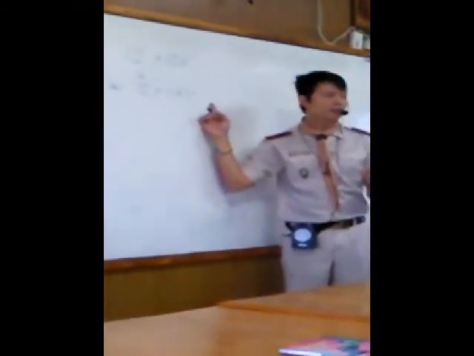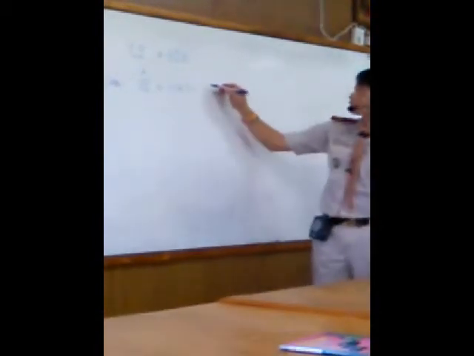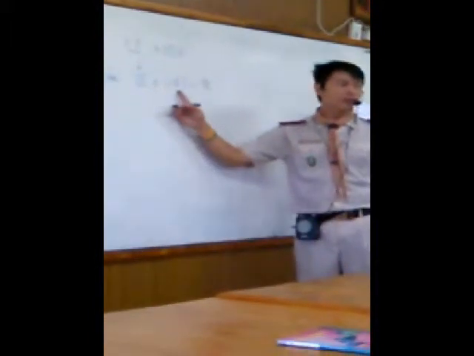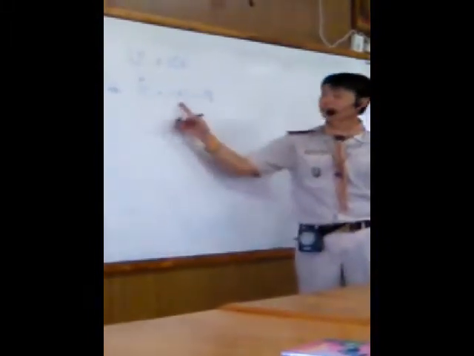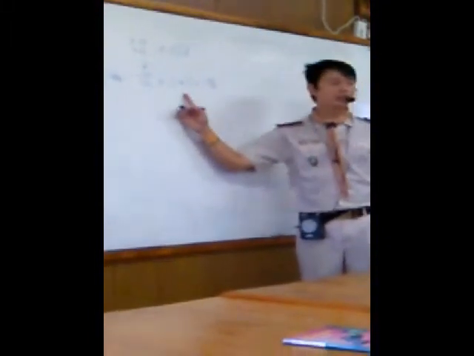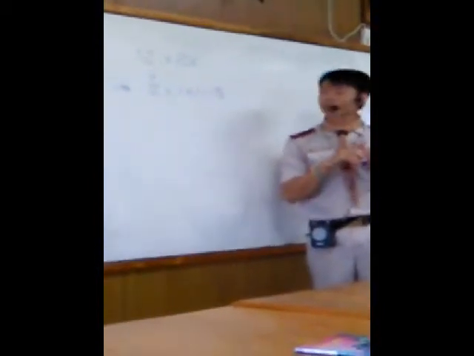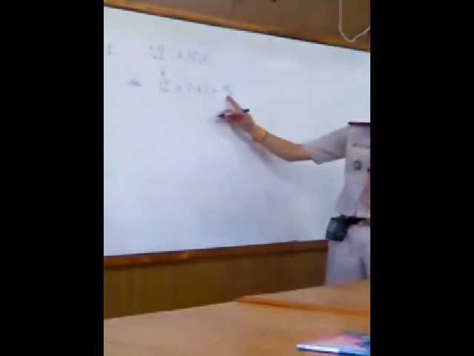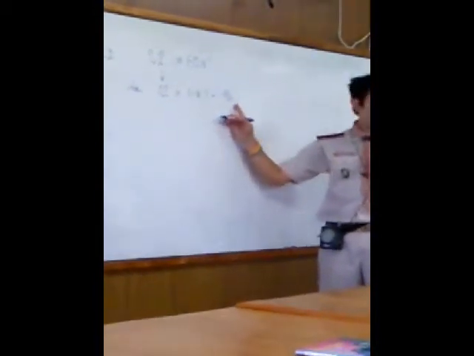equal to 96. Yeah, 96. But it is minus because different signs of numbers will be multiplied. In multiplication, the product is minus.